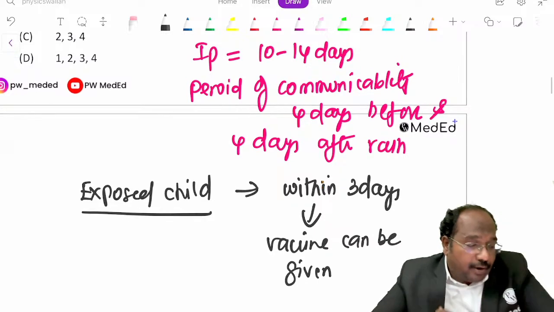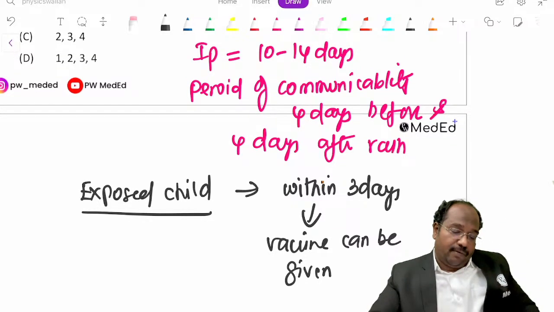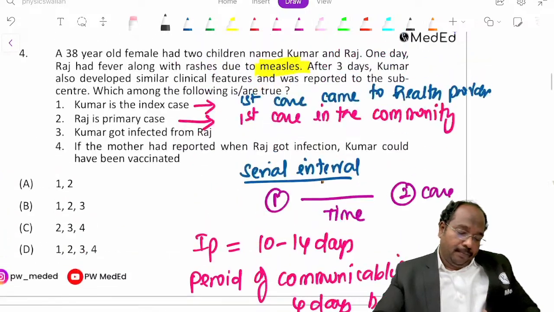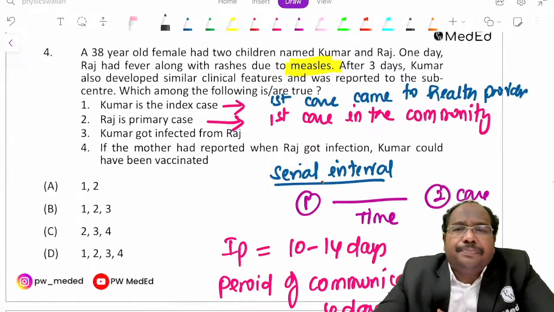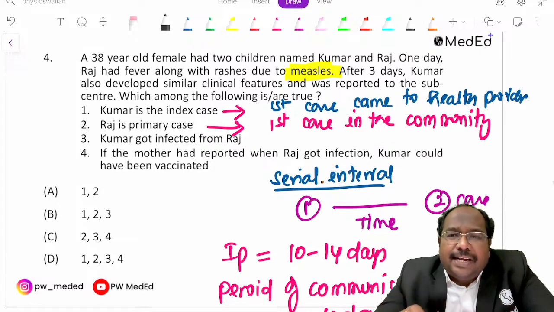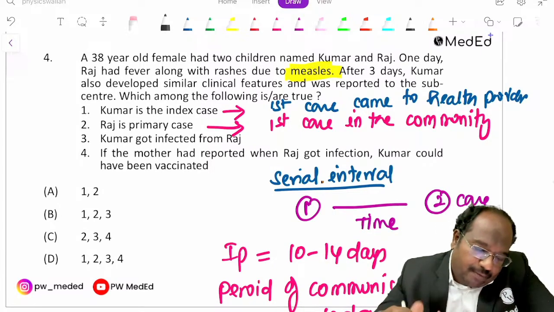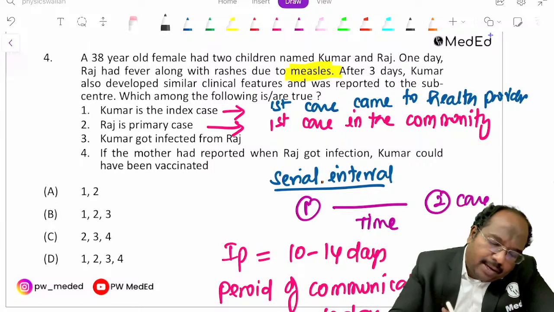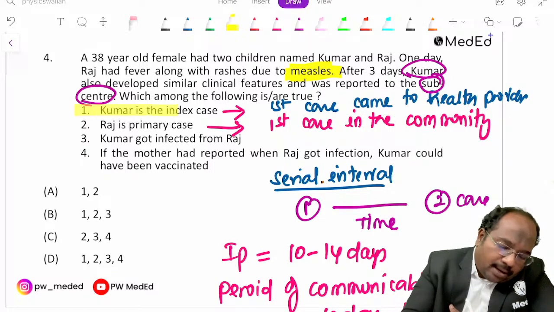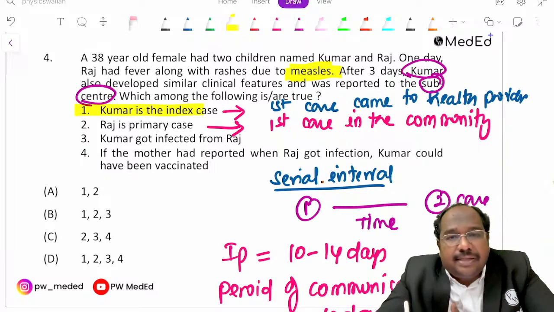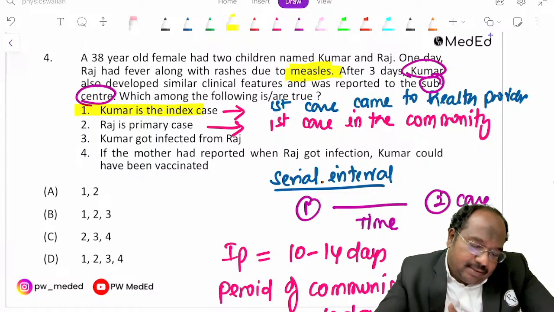Now we will go statement wise, one by one. First, Kumar is an index case. Is it true or false? What is the index case? The case that came to the health provider. Definitely Kumar is the person who went to the health provider. He reported in the sub-center, right? So this is right. Kumar is the index case.